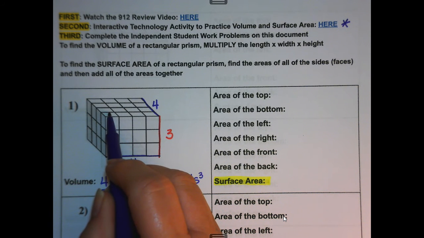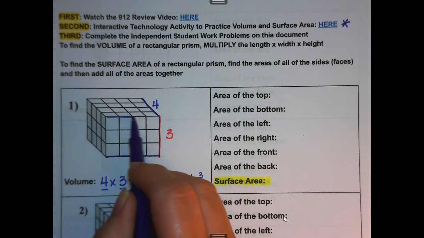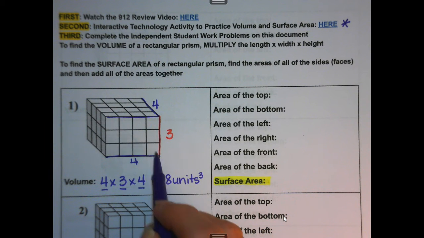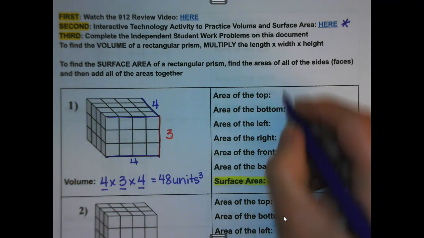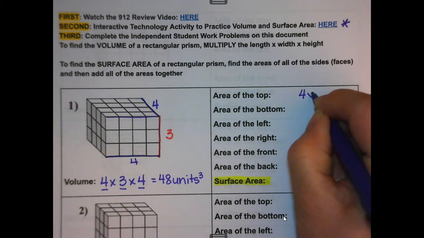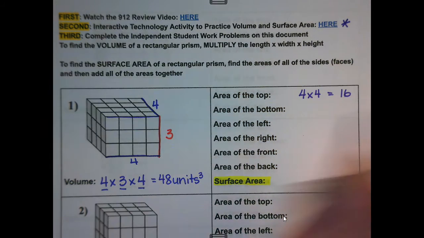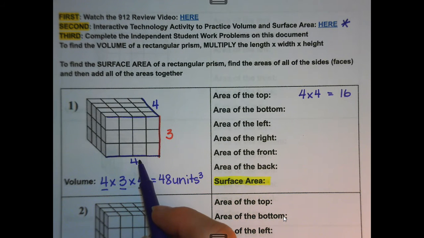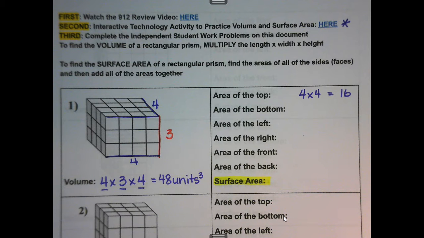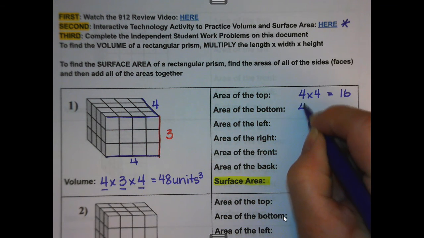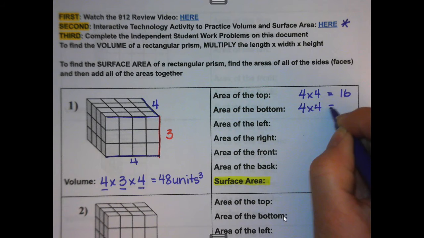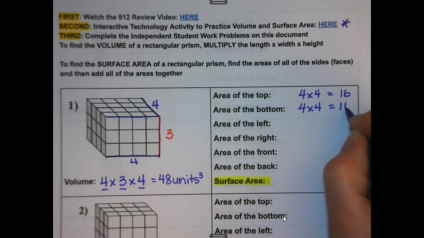In the area of the top, if this one right here is the same as this one right here, this is 4 by 4. So my area of the top is 4 times 4, and that equals 16. I can't see the bottom, but I know that it's a rectangular prism, and if it is, then the areas of the top and the bottom, because they're opposite sides, should be the same. So I'm going to go ahead and record that area as well.